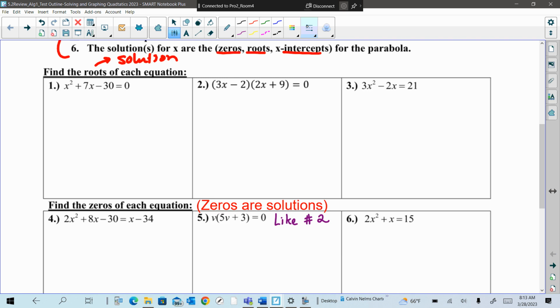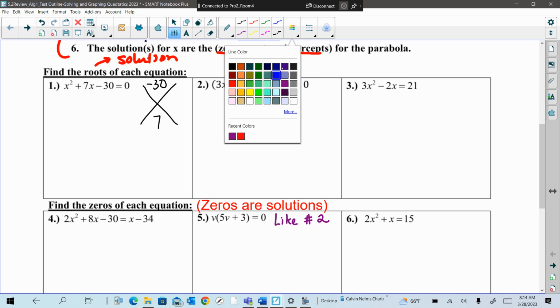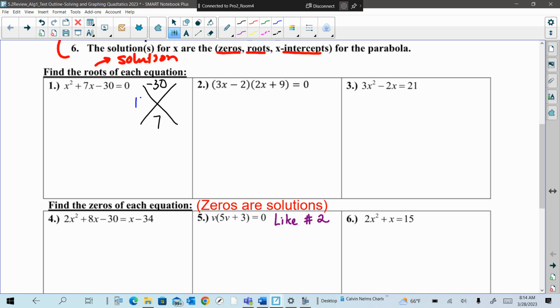To factor. The X puzzle. Yeah, that's what we should be using. We should have a negative 30 on the top, 7 at the bottom. So what are the factors we have here? 10 and a negative 3. Okay, so we have x plus 10, x minus 3.